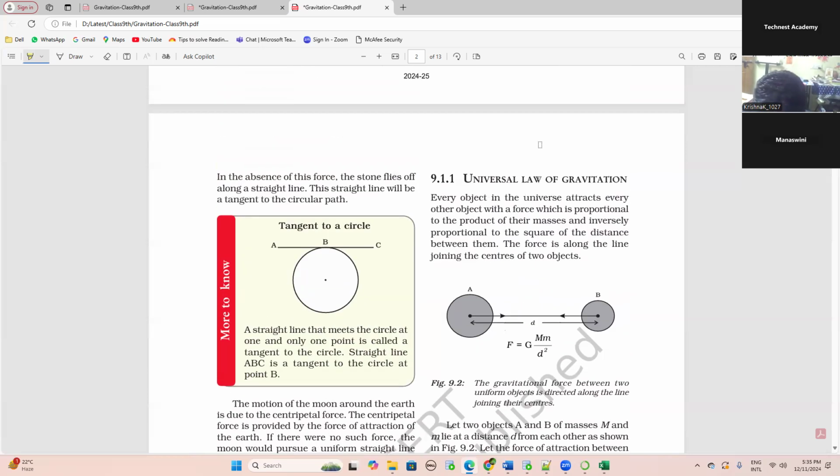So, universal law of gravitation. Every object in the universe attracts every other object with a force which is proportional to the product of their masses and inversely proportional to the square of the distance between them. It is known as the universal law of gravitation. What is the universal law of gravitation? Manaswini, you can go on. So this law states that every object in the universe attracts every other object.